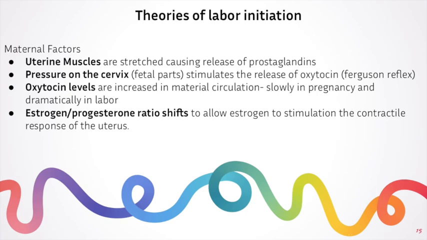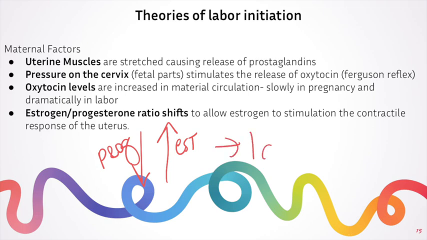And during labor, our estrogen and progesterone shift. In the beginning of our pregnancy, we want the estrogen to be low and the progesterone high. Progesterone helps maintain a pregnancy, and estrogen can cause a little bit of contractility. But as we get closer to our due date, the estrogen goes up and the progesterone goes down. So this is the estrogen and this is the progesterone. And then it causes contractions.